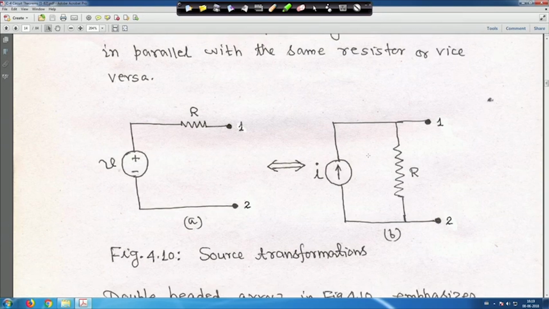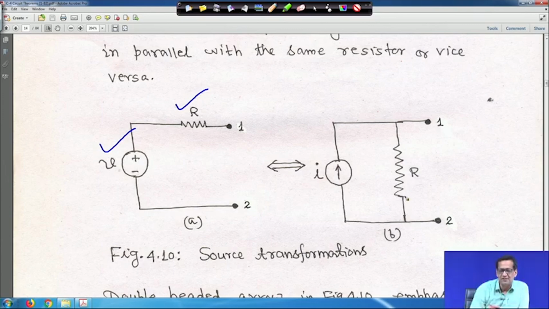If you look into this circuit, this is a voltage source V and this is the resistance R. This is actually bilateral. I mean, either from this circuit you can convert it to a current source with the resistance in parallel, or the other way around, with terminals 1 and 2 marked. This circuit can be equivalent to this one at terminals 1 and 2, but the VI characteristic at terminals 1 and 2 has to be the same for both cases.